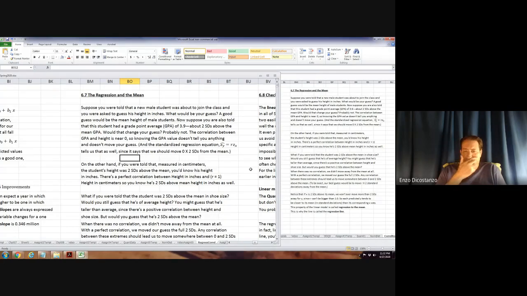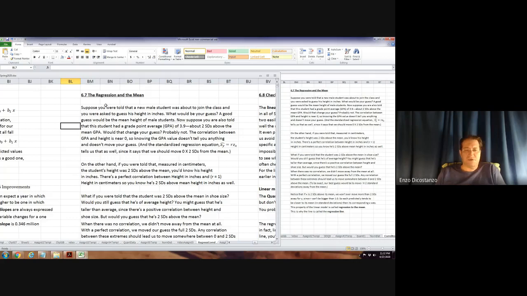Would that change your guess? Student grade point average 3.9, 2 deviations above. So the correlation is near 0. It doesn't tell you anything, and it doesn't move your guess. This is where, again, how far away from the mean are you? That kind of thing.